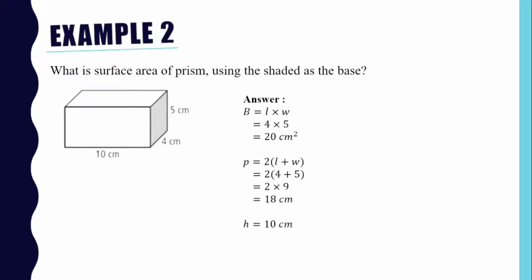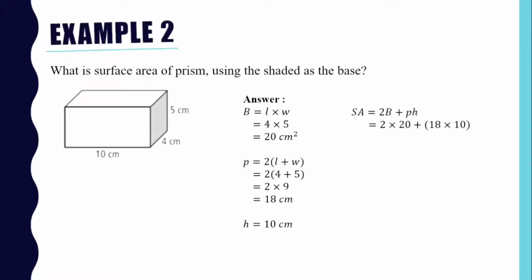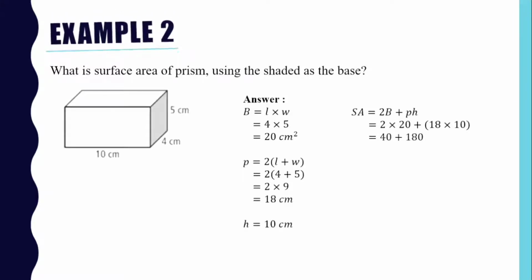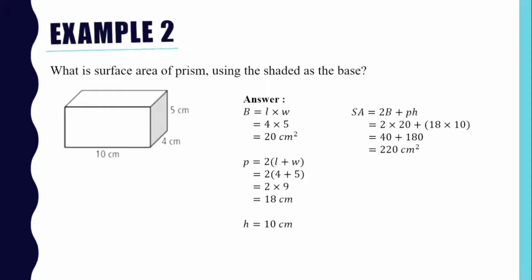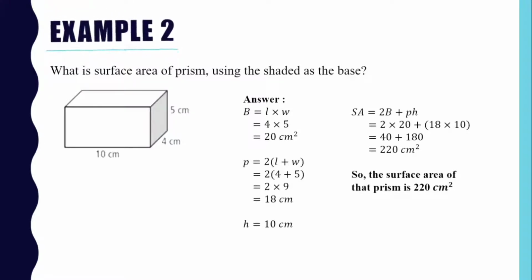So, SA is 2 times B plus P times H equals 2 times 20 plus in brackets 18 times 10, close bracket, equals 40 plus 180 equals 220 centimeters square. So, the surface area of that prism is 220 centimeters square.